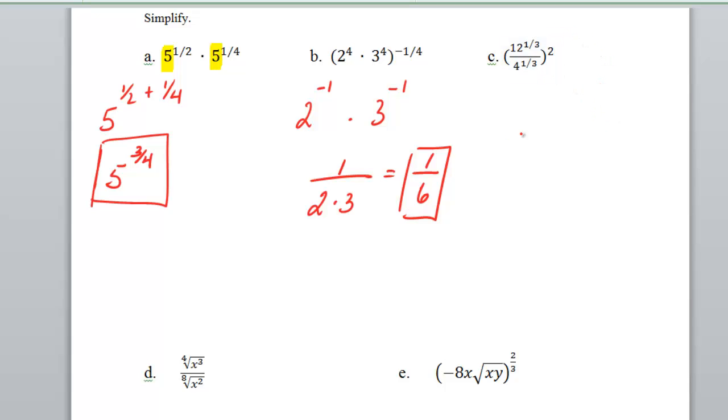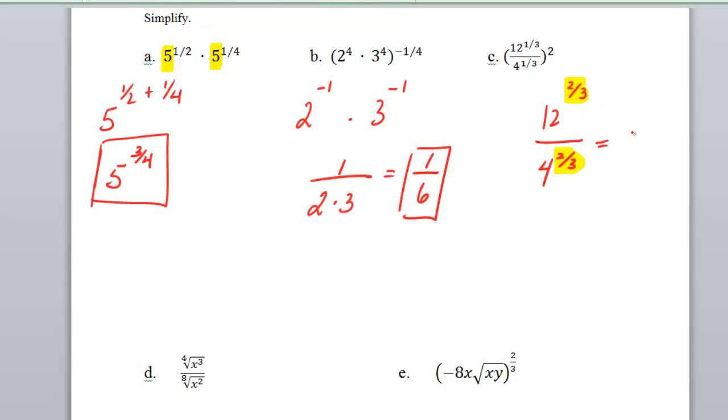And of course, the way it's typed up is a little confusing. That's a power of 2/3 outside of this, and so I'm going to have 12 to the 2/3 power over 4 to the 2/3 power. Now, this is a situation where the bases aren't the same, but the exponents are.